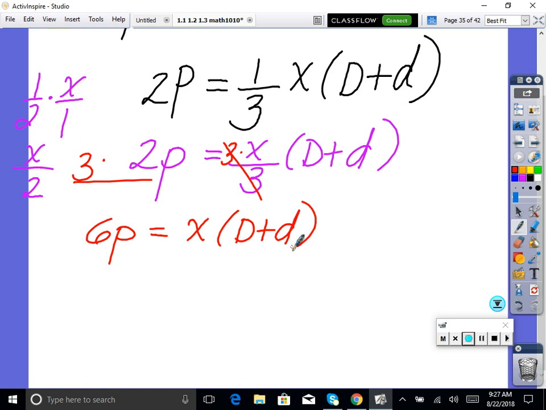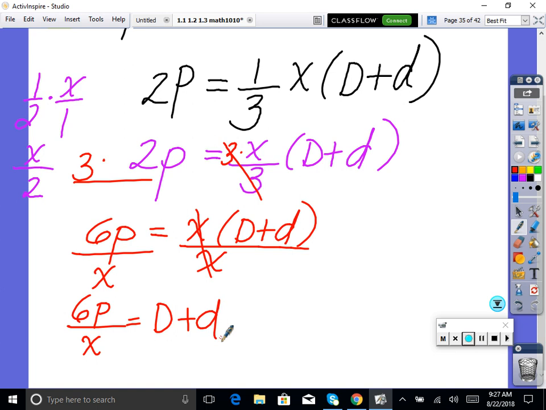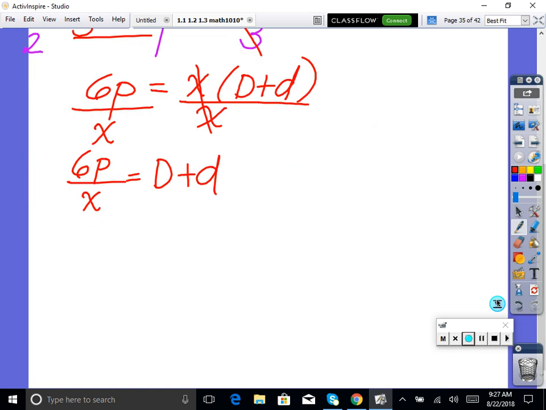Next step, getting big D alone, guys. Nope, you wouldn't want to, but that was a good thought. What would we do? Divide by x. And now we have 6p over x is equal to big D plus little d. And last step, to get big D alone, we'd subtract d.